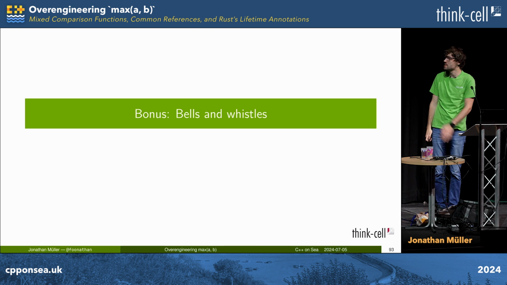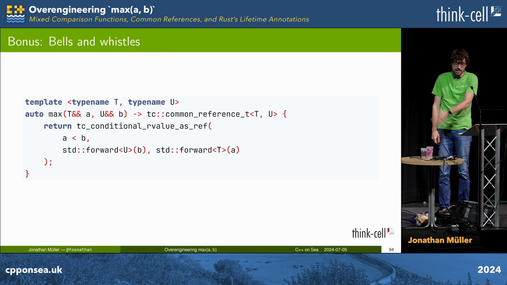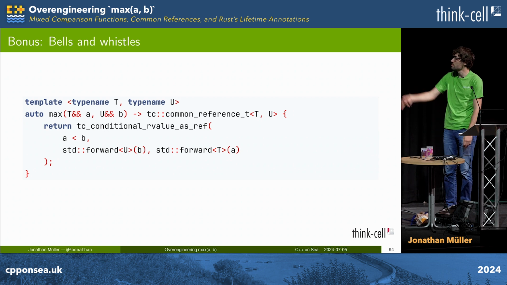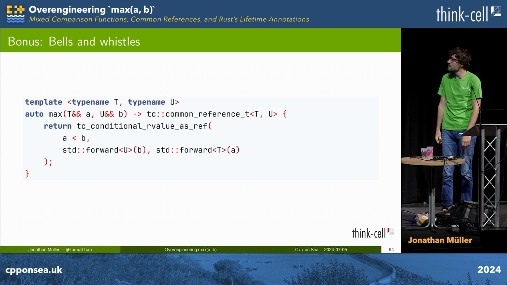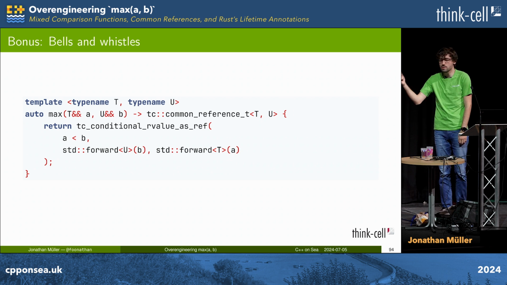We were implementing max at some point. So let's get back to that. This is the implementation of max we ended up with. It returns the common reference, conditional, and so on, just to make it all work. For the actual max, you can pass in a comparison function, so you can customize it. So let's do that too.